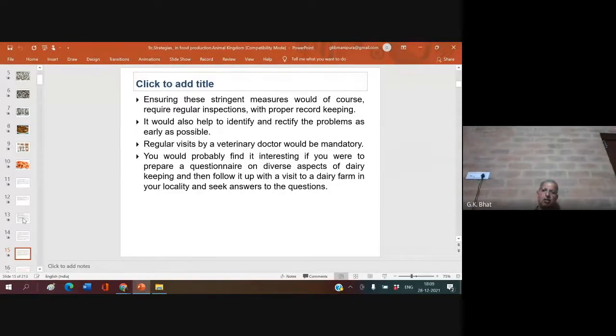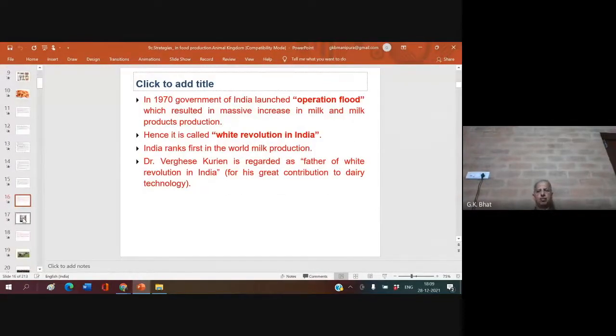Right? Now, let us just see additional points. What is that? In 1970, very important, the Government of India launched Operation Flood. Always ask a question: in which year did Operation Flood get launched, which resulted in a massive increase in milk and milk products production. Hence, it is called the White Revolution in India.